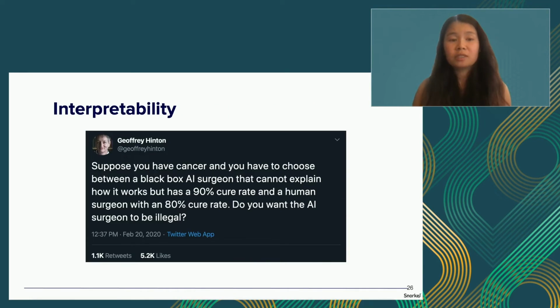So here's a pretty popular tweet by Geoffrey Hinton. He was asking, if you have an AI surgeon with a much higher cure rate but that can't explain what it does, and a human surgeon with a lower cure rate but who can explain what he does, which one would you choose? When I ask these questions in a real life talk, I usually get answers like 50-50: 50% of people are okay with AI surgeons and 50% still want a human surgeon who can explain things to them.